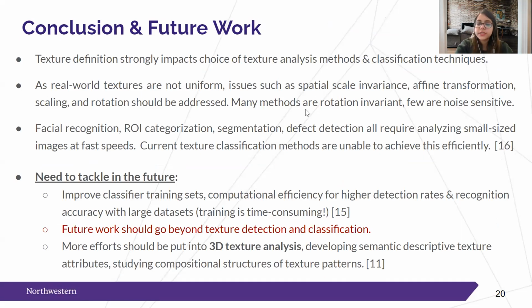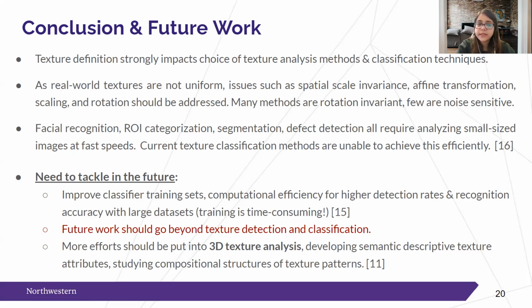Because there is no formal definition of texture, the texture definition selected by the researcher strongly impacts the choice of texture analysis methods and classification techniques. And as real world textures are not uniform, there are a lot of issues that occur, like invariance, affine transformation, scaling, rotations, colors, and changes in scale, size and magnitude. Many methods are rotation invariant, but only a few are noise insensitive. Things like facial recognition, ROI categorization, segmentation, and defect detection all require analyzing small size images at fast speeds. So current methods are unable to achieve this.